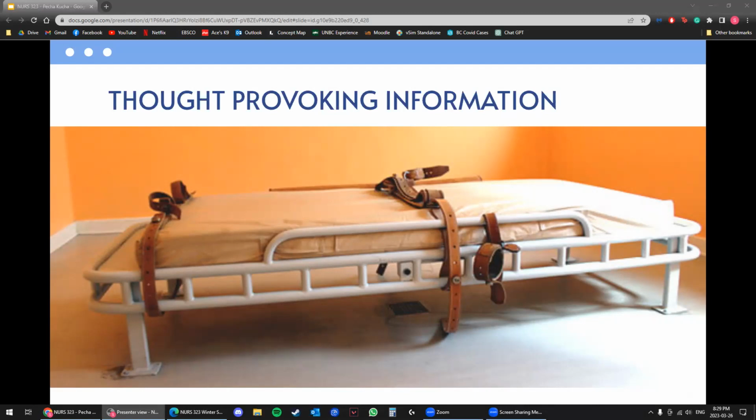Thought-provoking information. International studies in different countries show that the use of physical restraint is about 87% in the US, it is about 76% in Canada, and 50% in France. And the lower prevalence is in Norway, which has 14.36%, in Germany, 11%, and Australia, 7%.